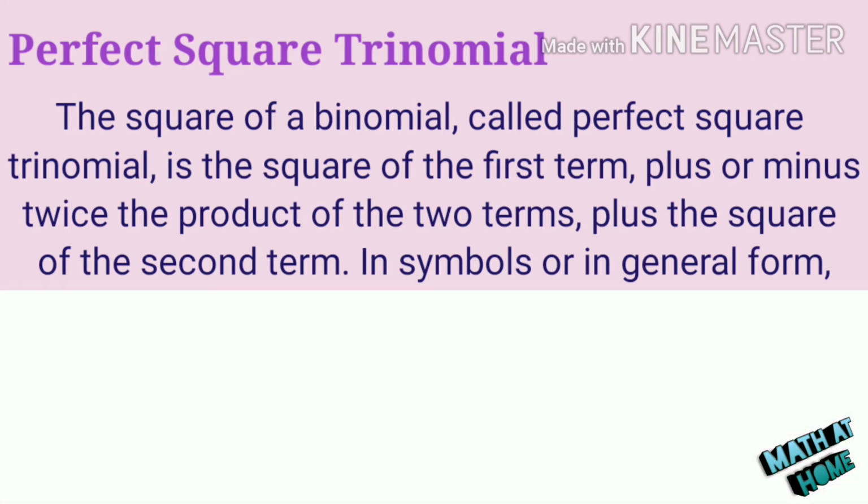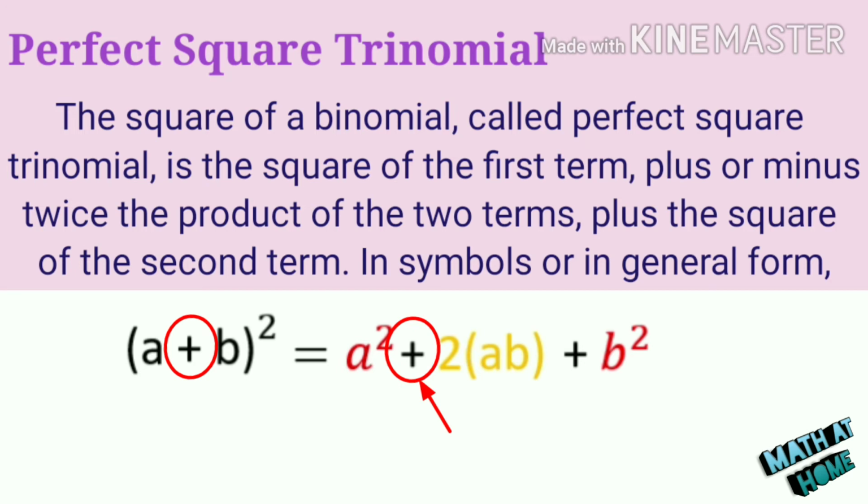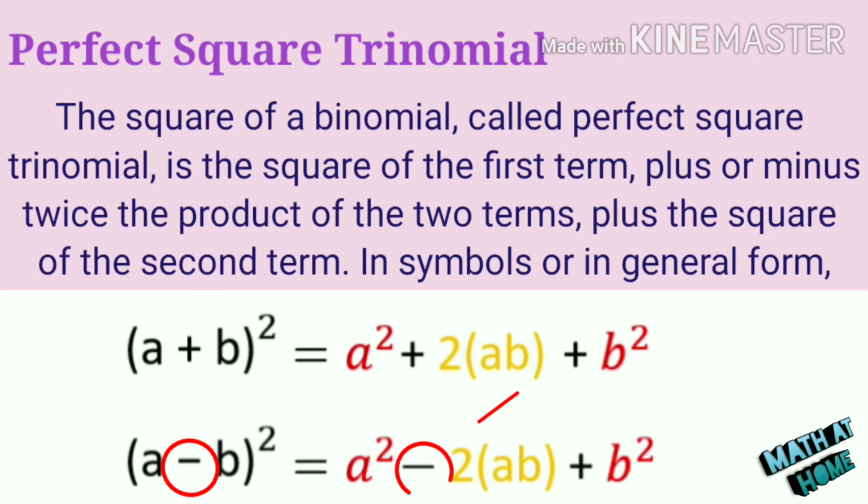And so we will translate it into mathematical symbols: the square of the binomial is the square of the first term plus twice the product of the two terms plus the square of the second term. Another thing to be remembered here is that if the sign between the two terms is positive, then this is positive also. But if this is a negative sign, then this will be negative also. That is, the square of the first term minus twice the product of the two terms plus the square of the second term. Again, if this is a minus sign here, then this is a minus sign here also.